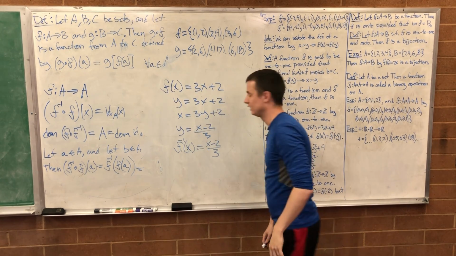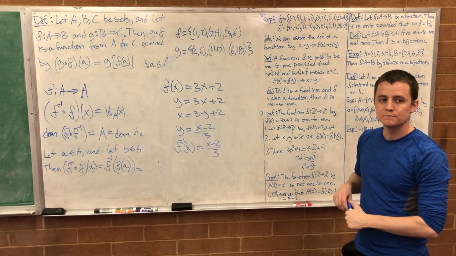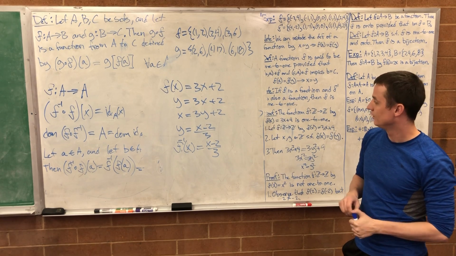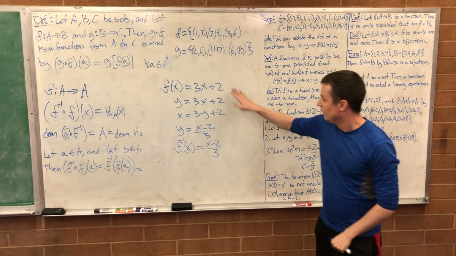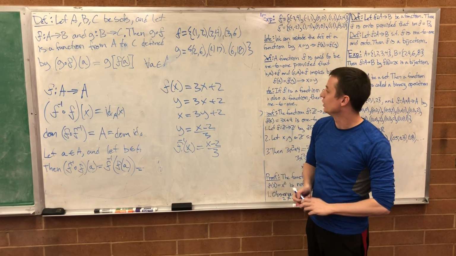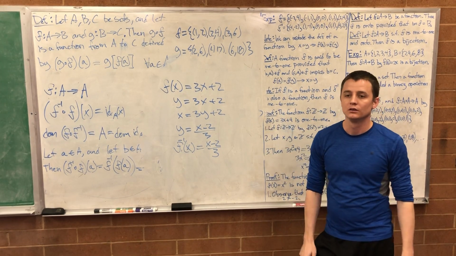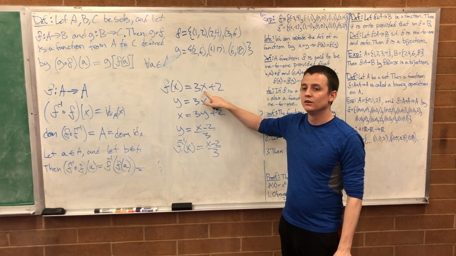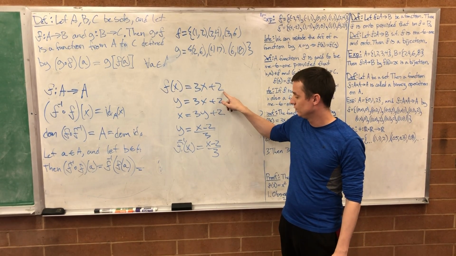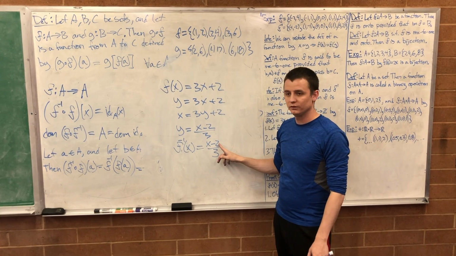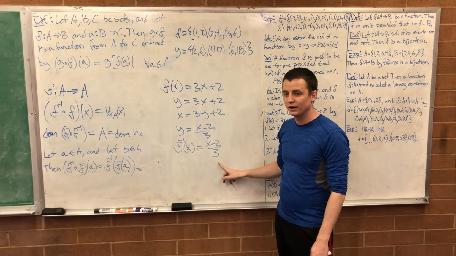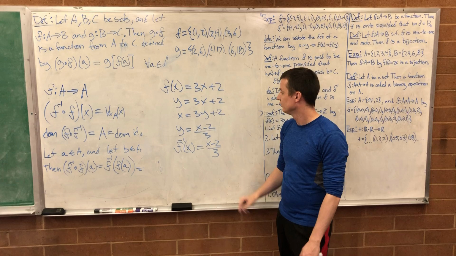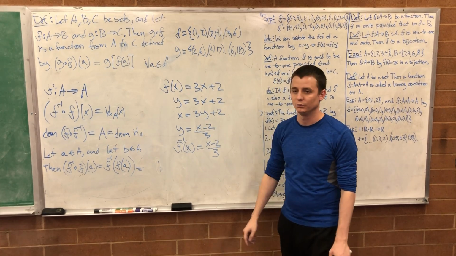Just flipping them never makes much sense. Now watch when you compose them. So pick a number. 2. 3 times 2 is? 6. 6 plus 2 is? 8. 8 minus 2 is? 6. Divided by 3 is? 2. So it maps 2 to 2 when you do them both.